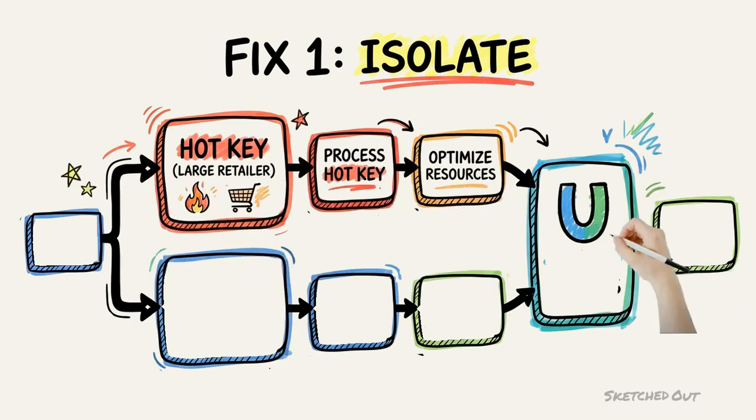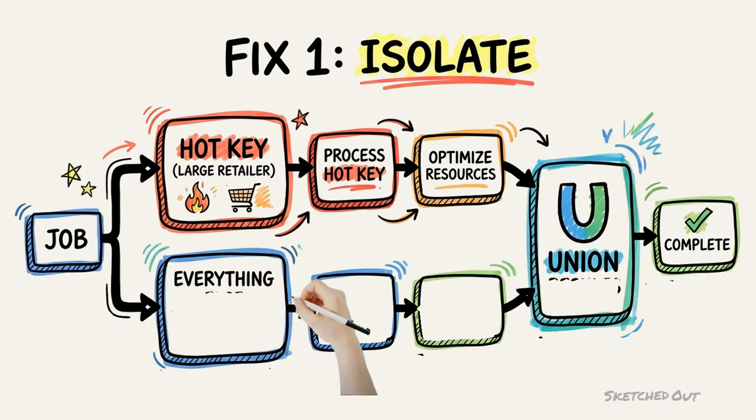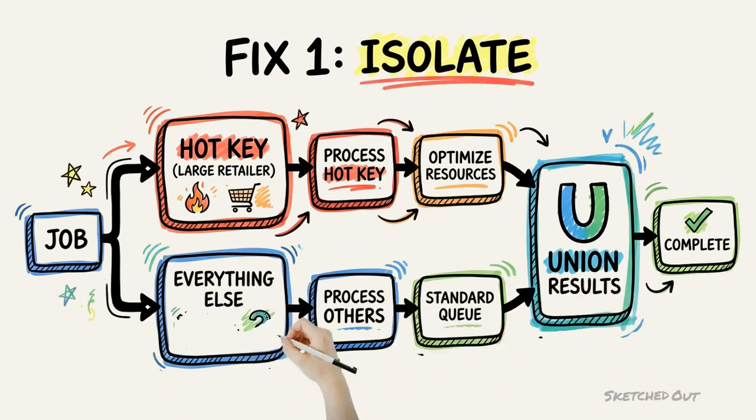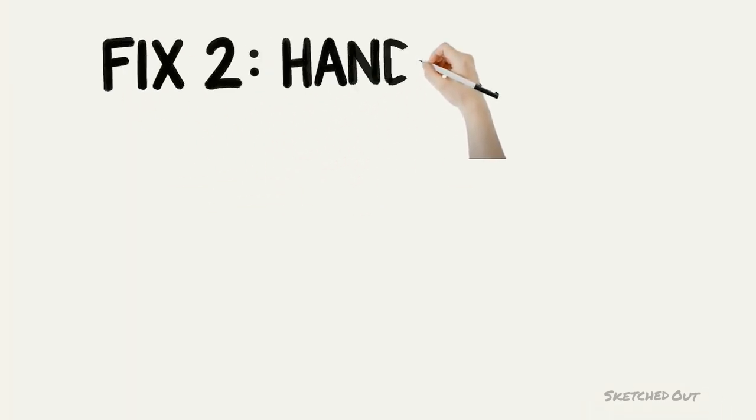Process the large retailer's transactions separately with a different parallelism strategy and union the results at the end. This works when the hotkey has real business meaning and you know which one it is. It does not generalize to unknown future hotkeys.